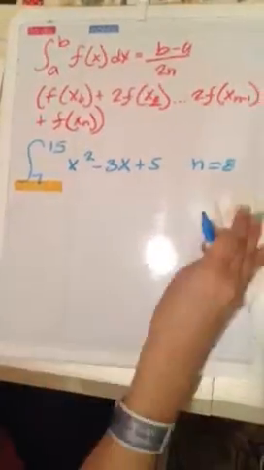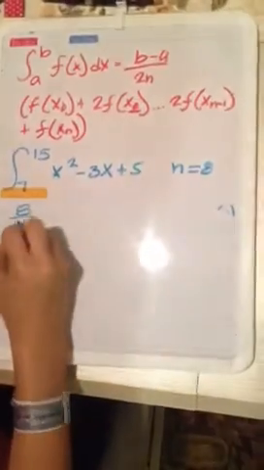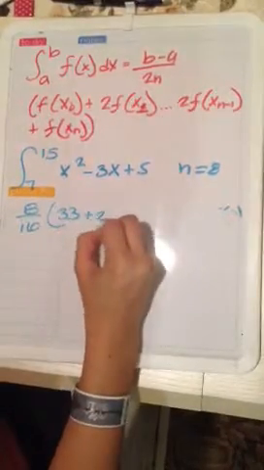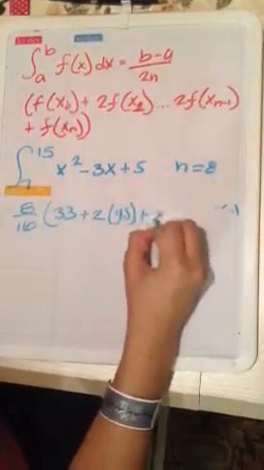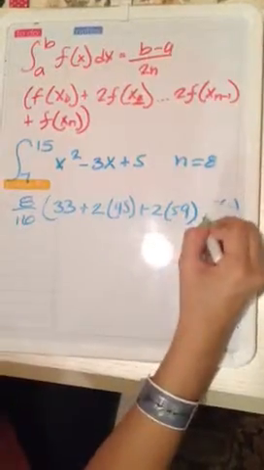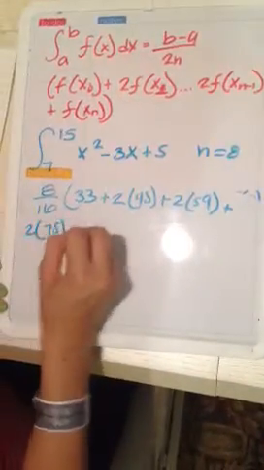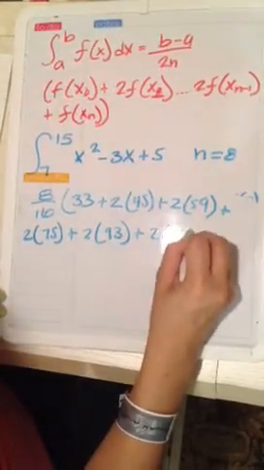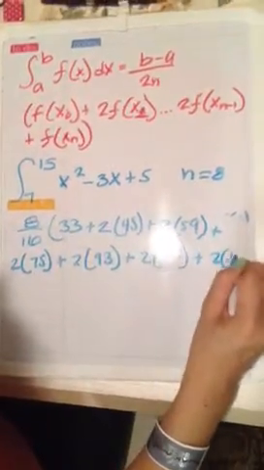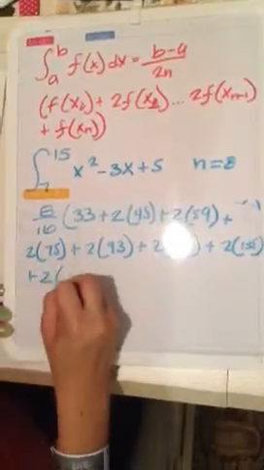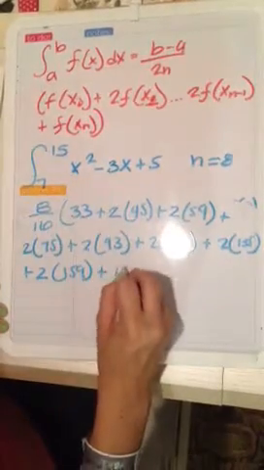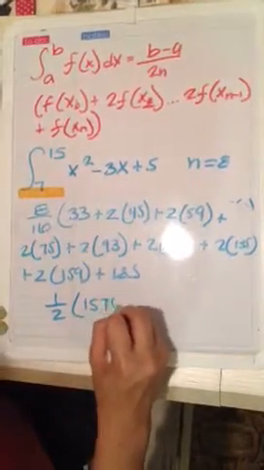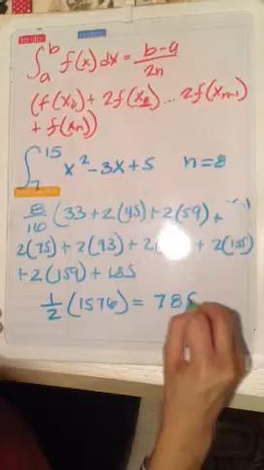Then, simpler, 8 over 16 times 33 plus 2 times 45 plus 2 times 59 plus 2 times 75 plus 2 times 93 plus 2 times 113 plus 2 times 135 plus 2 times 159 plus 185. That equals 1/2 times 1576, which equals 788.